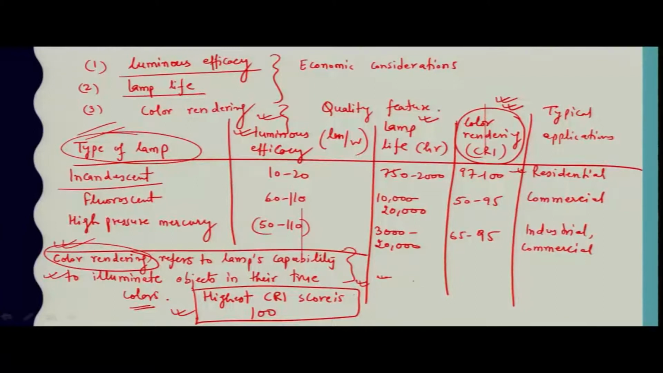Unfortunately, there is somewhat of a negative correlation between CRI and luminous efficacy. An incandescent lamp gives very good color rendering, that is up to 97 to 100, but its efficacy or efficiency is very poor, as you can see from this particular table. So an incandescent lamp will give you the true color, but its efficiency is very low. This is somewhat of an estimation that has been done, and I have put it for your knowledge.